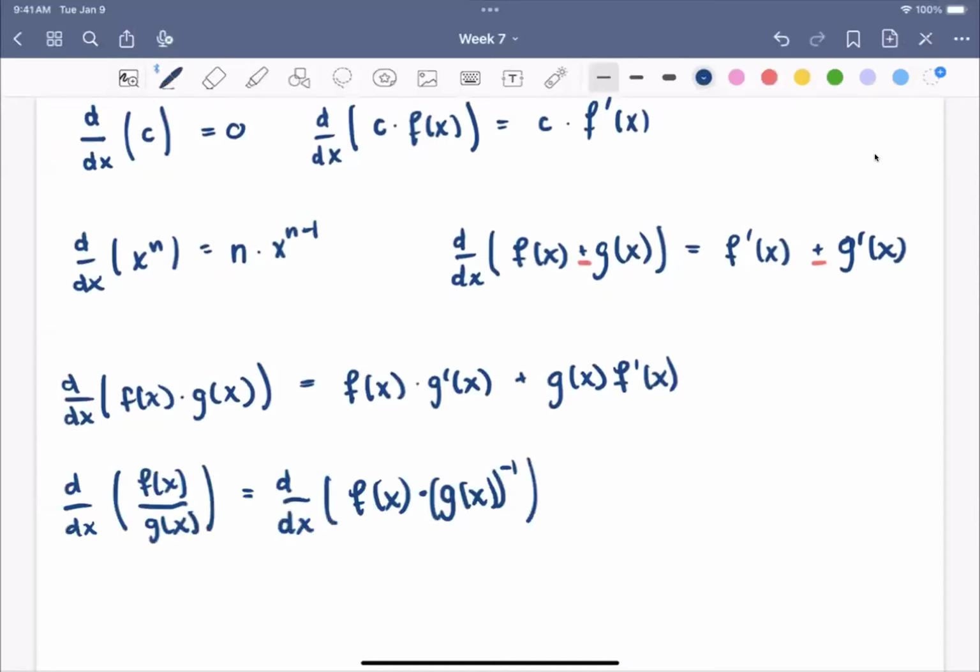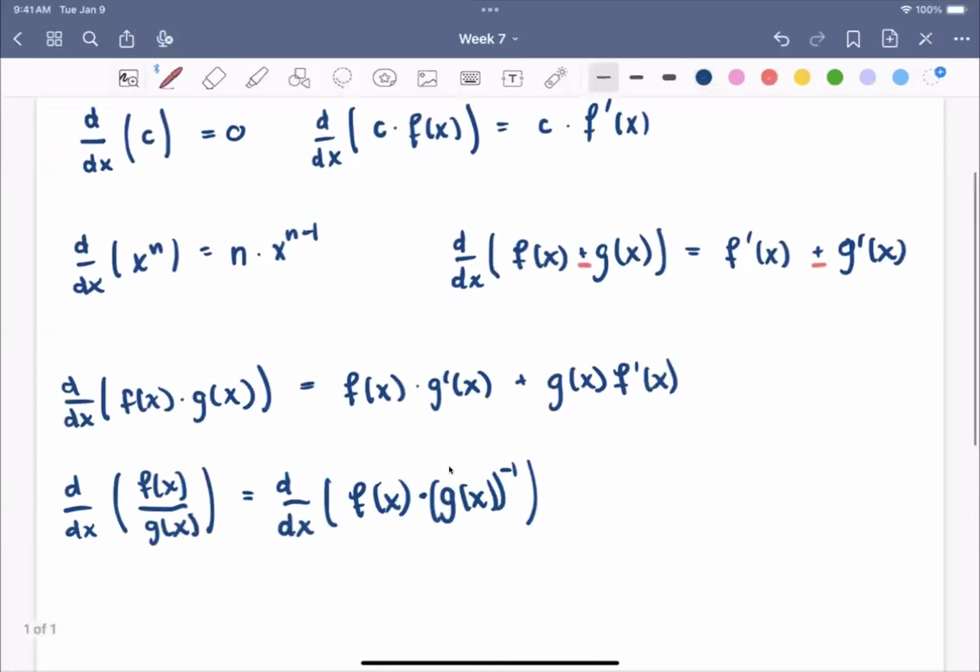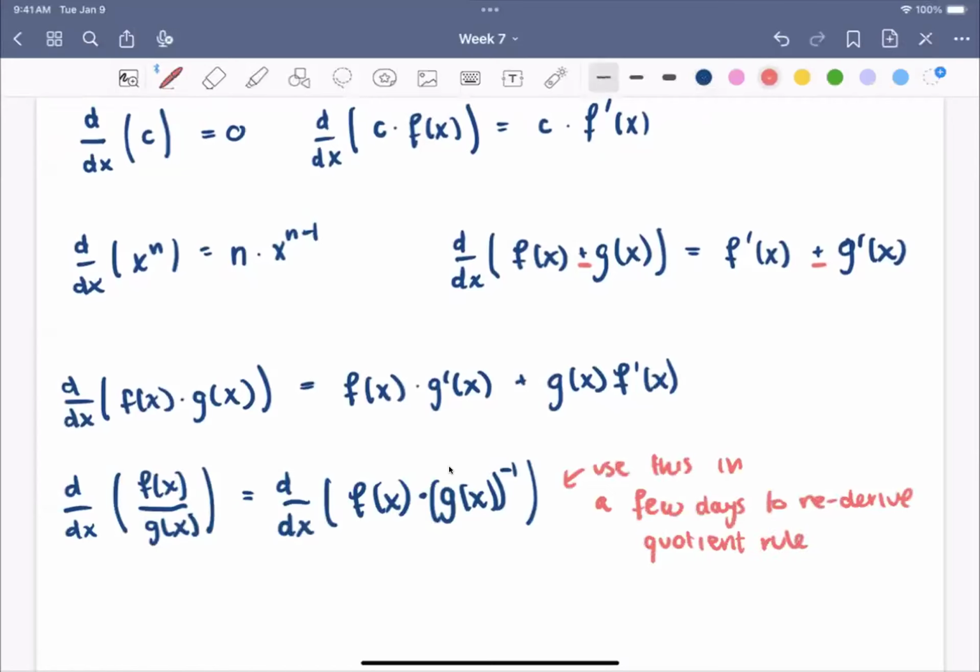You know what? I just realized that we need something else that we haven't learned yet called the chain rule. So scratch this, hold this thought. We will use this in like 1 or 2 days to rederive the quotient rule, but there's one more ingredient that we need in order to do that. So for now, I'll just write the formula.